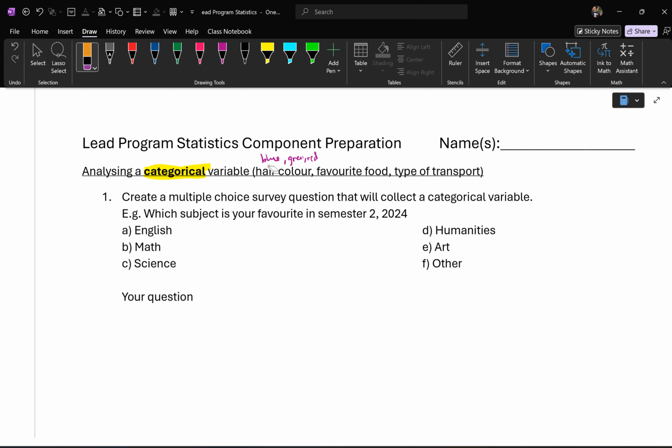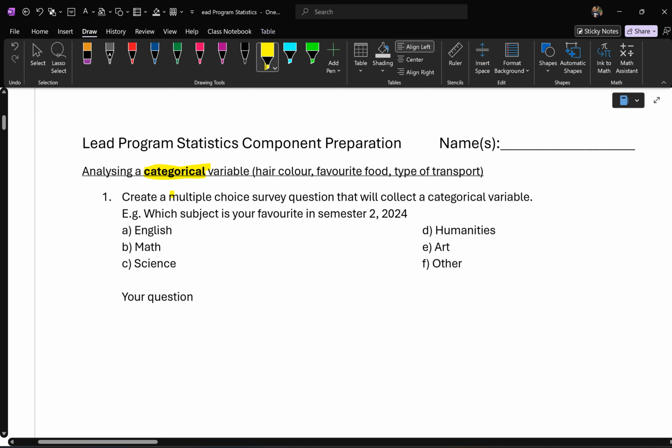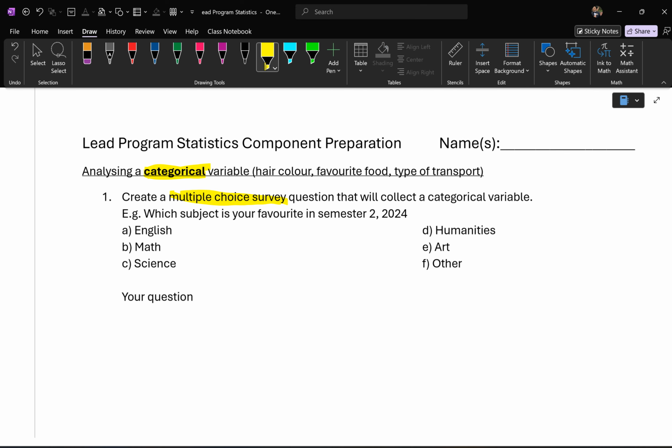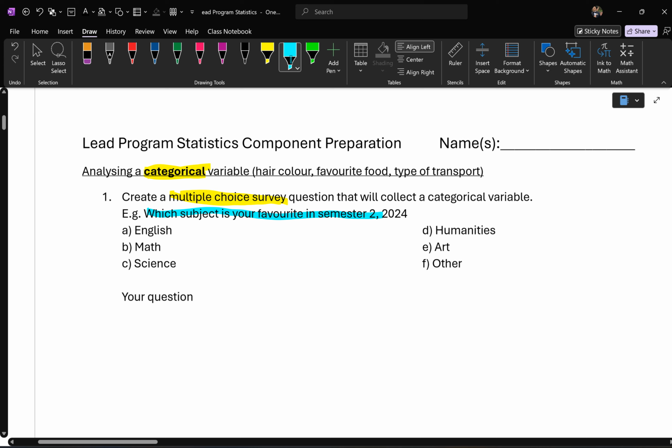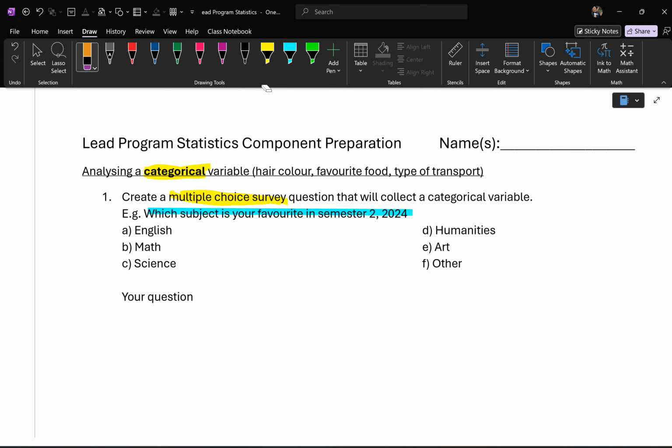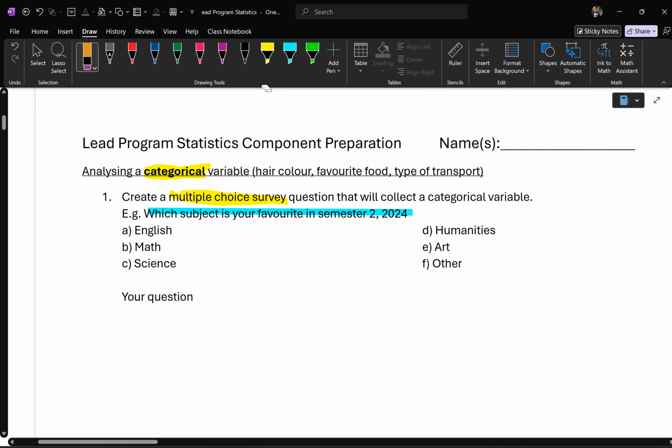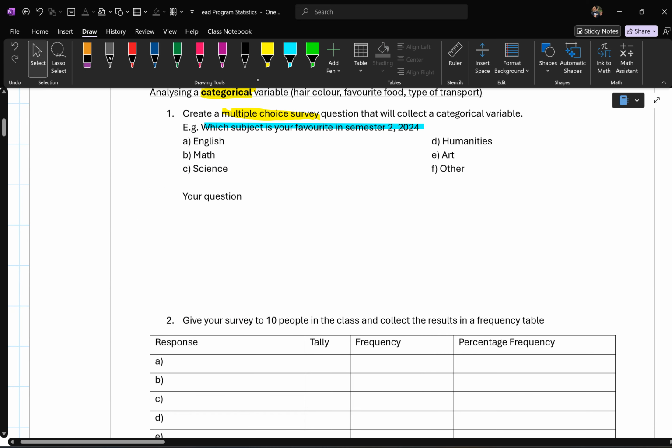Here, what they're asking you to do at the bottom is to create a multiple choice survey question that will collect a categorical variable. So you can come up with whatever you want. The question they gave you is, which subject is your favorite in semester 2 of 2024? The possible answers could be English, maths, science, humanities, art, or other. This is a survey question, and the data you're collecting is categorical because it's not a number. It's based on: is it English? Is it maths? Is it science? Get me?